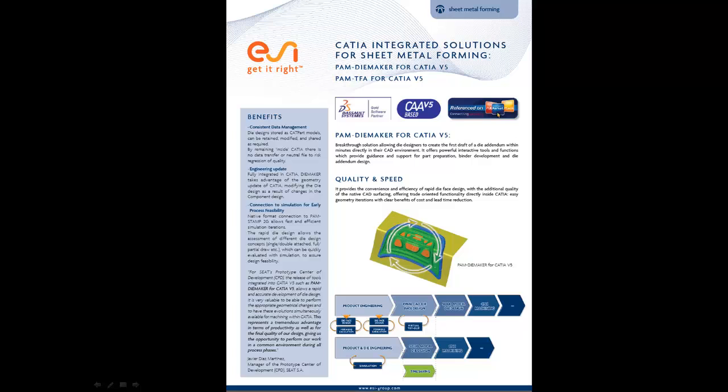So in summary, PEM Die Maker for CATIA V5 from ESI offers you the speed of the natural tool phase design process while achieving high quality surfaces. It allows you to use one single product for die phase design from the earliest phase of the development process till the final production of the part.